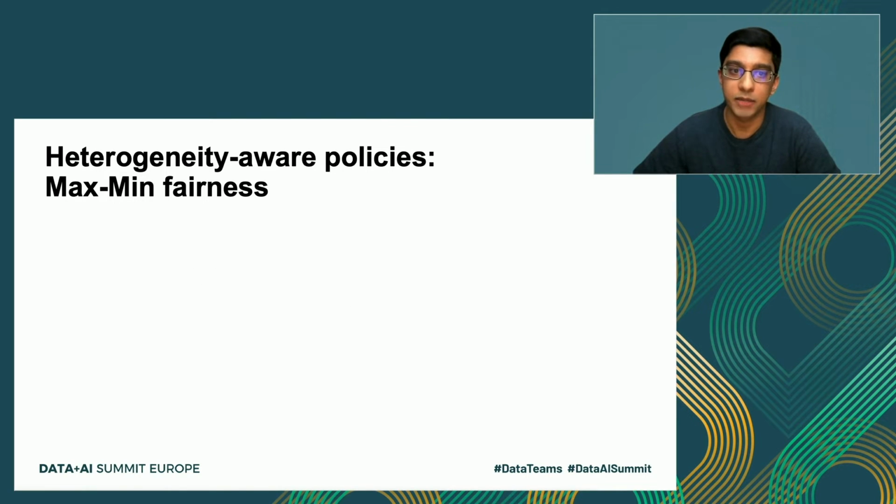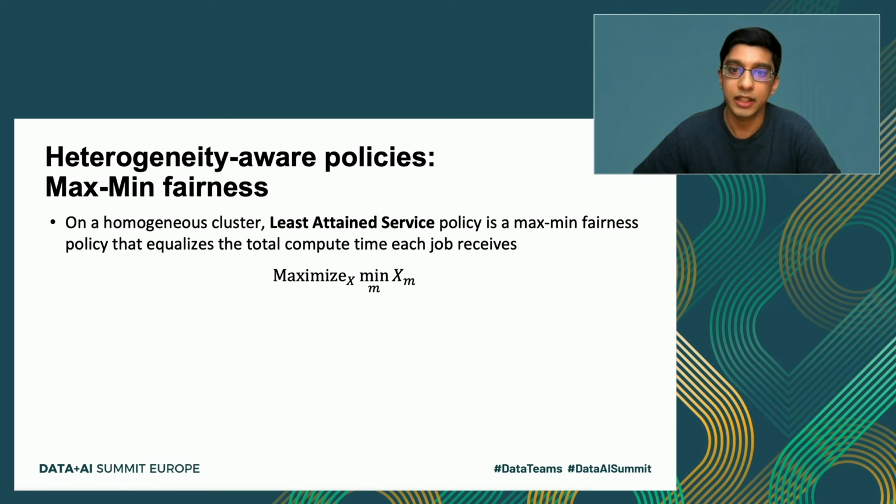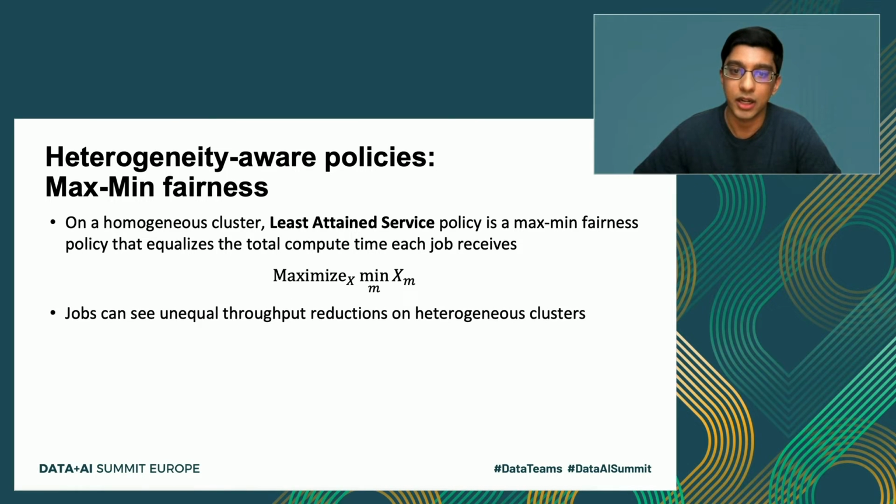So now let's look at one policy in particular and how we can make this heterogeneity aware. So we'll look at the least attained service policy, which is trying to equalize the amount of compute time each job receives. And to express this as an optimization problem, we can try to find the allocation matrix that maximizes the minimum allocation for any given model. But now if we want to apply this in a heterogeneous case, we'll see that this policy will lead to unequal throughput reductions due to the heterogeneous performance behavior we observed earlier.